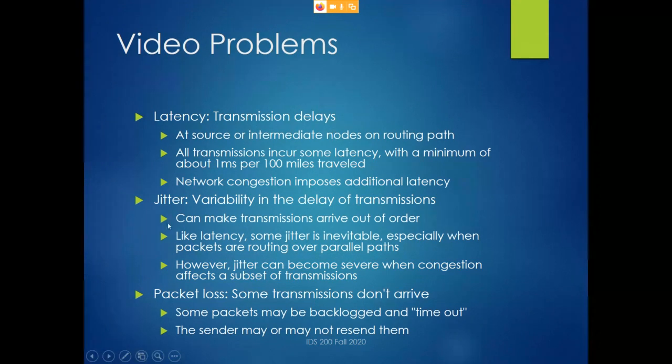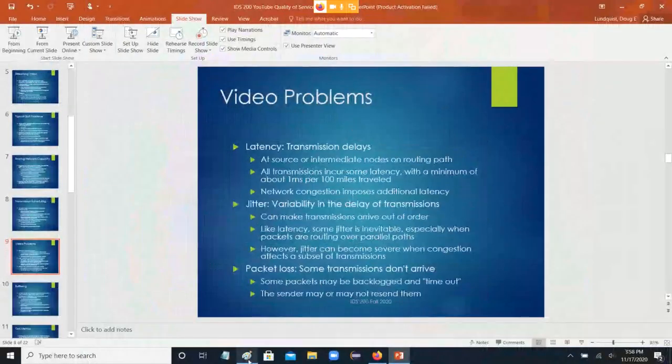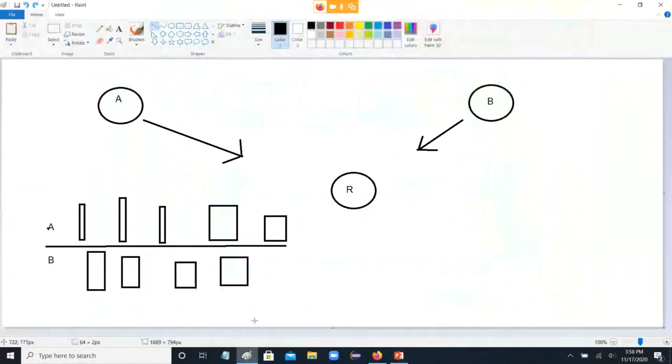Okay. The next one, jitter. Jitter is a little bit more difficult to understand. So I'm going to draw a picture for that. So imagine we have 2 machines, 2 servers, 2 clients.